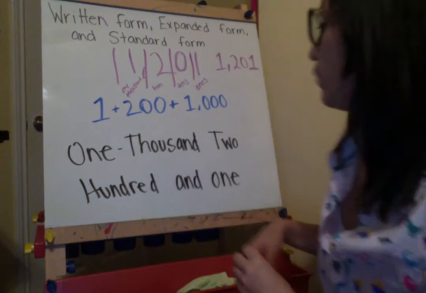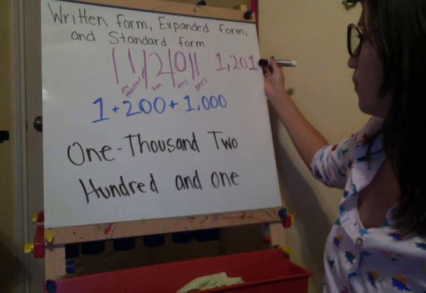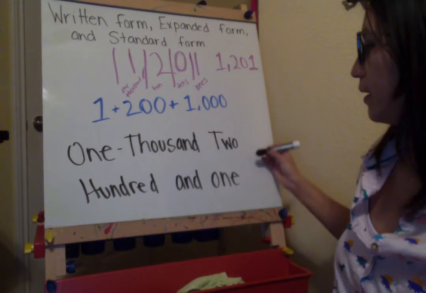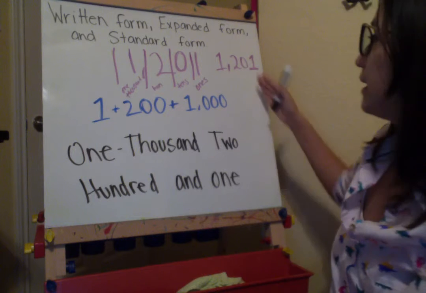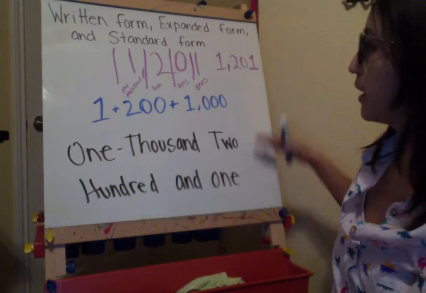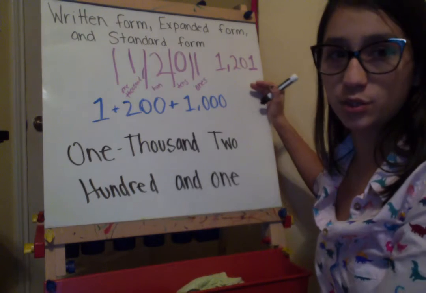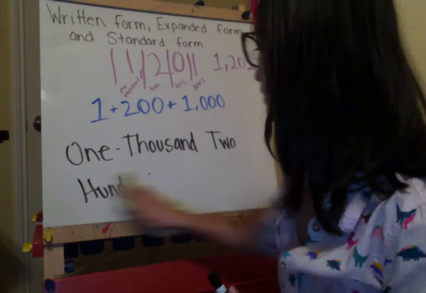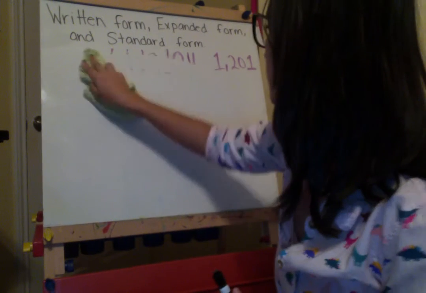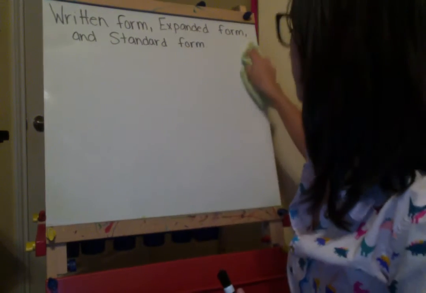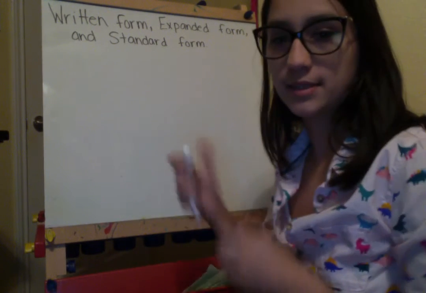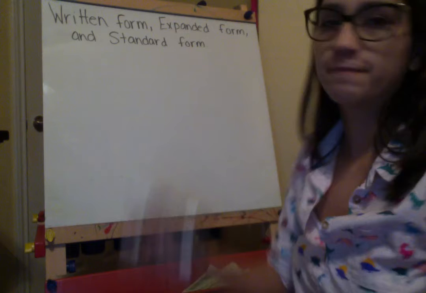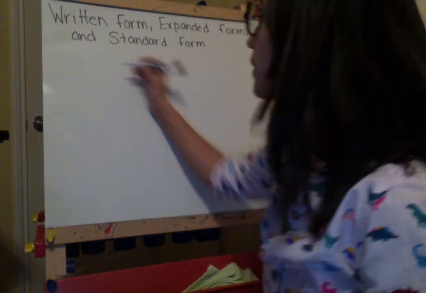So again, we have our standard form, expanded form, and our written form. And each of these are just different ways of showing the same value of 1,201. And then we're just going to have one more example. And our last example is going to be of the number. I didn't get the expanded form. There we go.